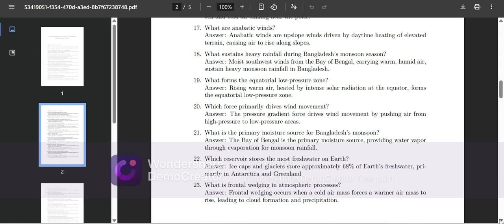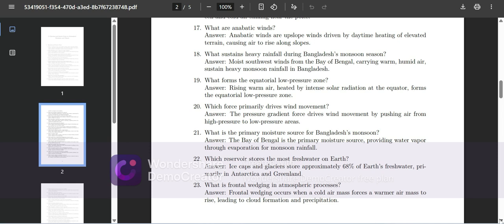Which force primarily drives wind movements? The pressure gradient force drives wind movements by pushing air from high pressure to low pressure areas.